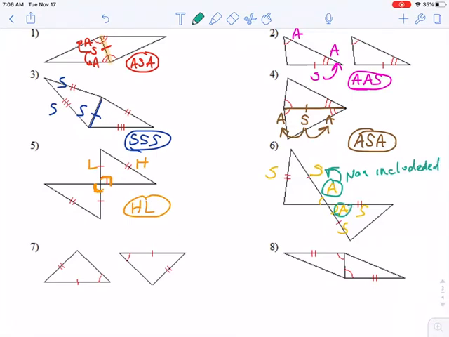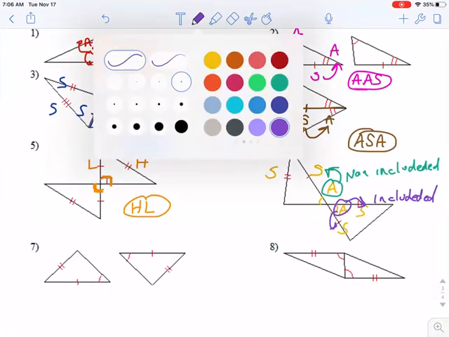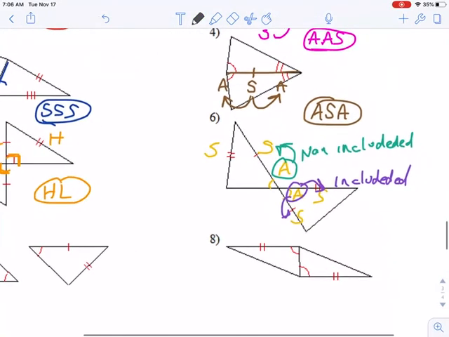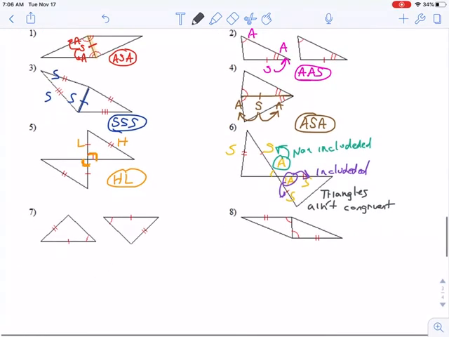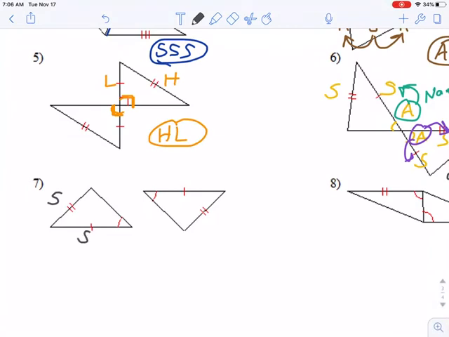This angle over here, let me use a different color actually. This angle is included. All right, so corresponding parts aren't matching up. Corresponding parts, it's just haywire. We got an included angle, we got a non-included angle. Triangles ain't congruent. All right, they don't have to be congruent. Sometimes you'll see a case where they're not. Don't forget that.